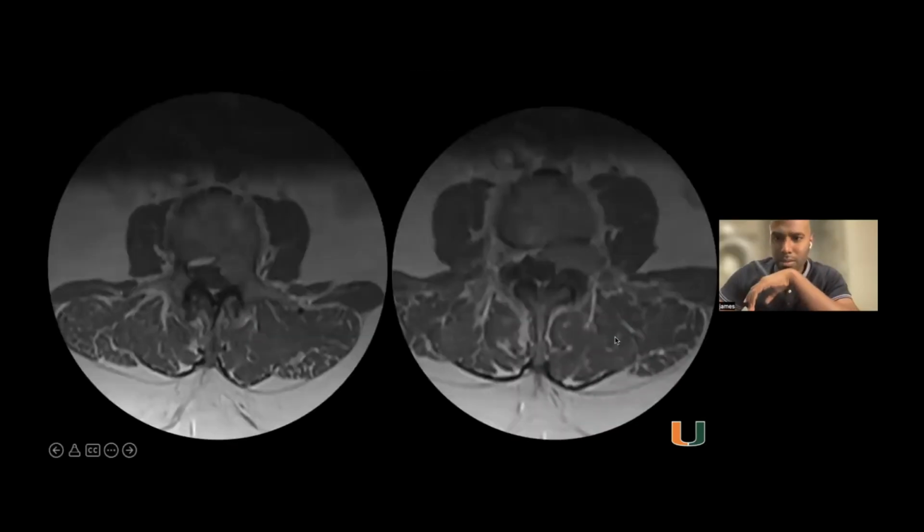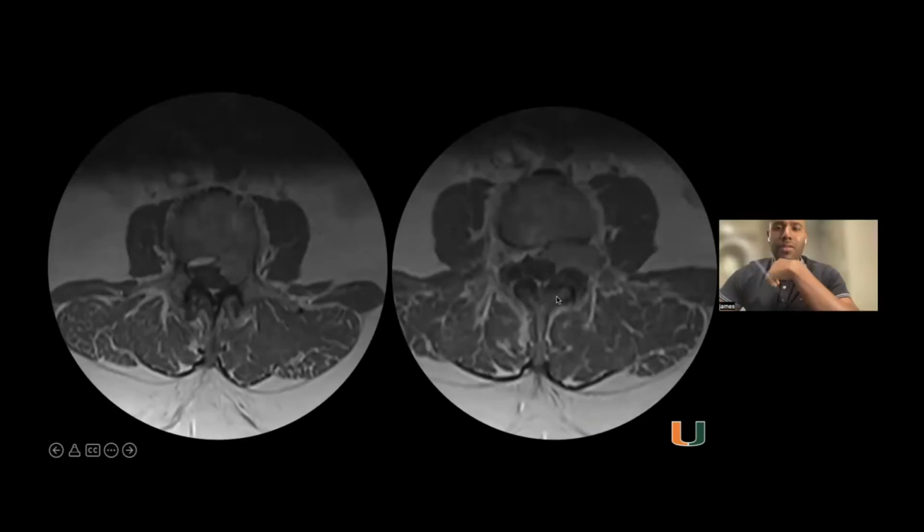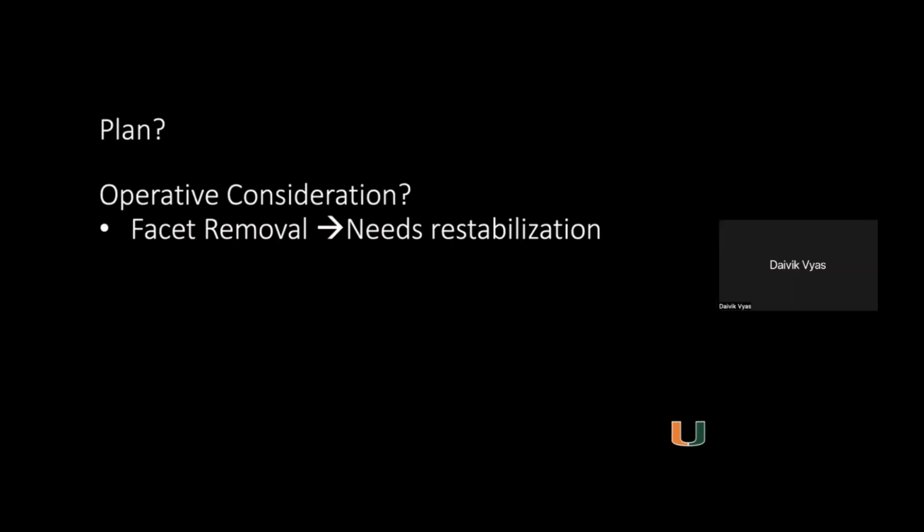So what's on this left image here, right dorsal to the tumor? What is that anatomic structure? That would be the facet, right? The facet, right? So in order to get best visualization, you're going to have to take down that facet, right? And so anytime you take down a facet, that means you have introduced instability. So you have to fuse, you have to instrument, right? So that was one of the operative considerations.